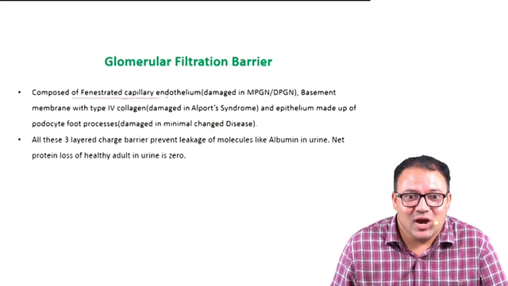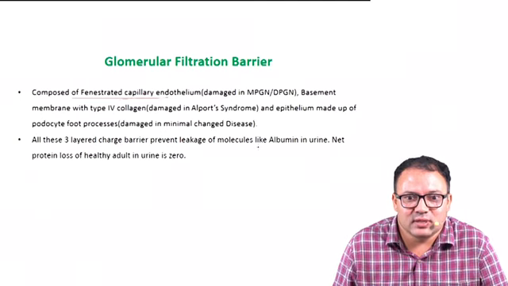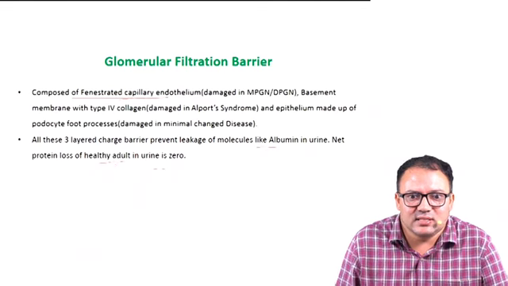All these three layers, with the charge barrier, prevent leakage of molecules like albumin into the urine. So do you excrete albumin in the urine? No. The net protein loss of a healthy adult in the urine is 0. Thank you.